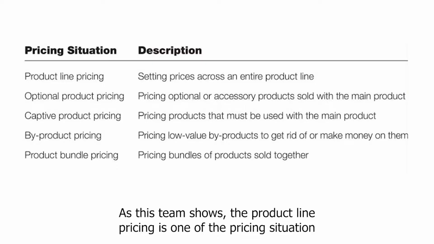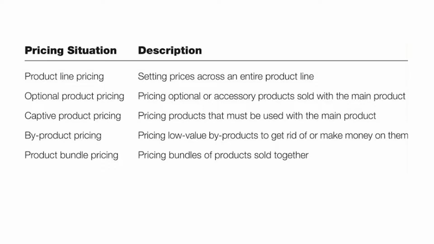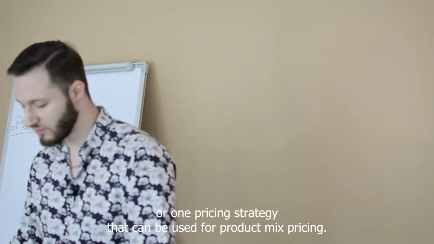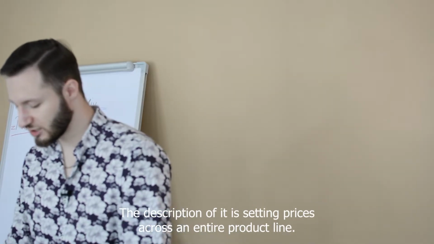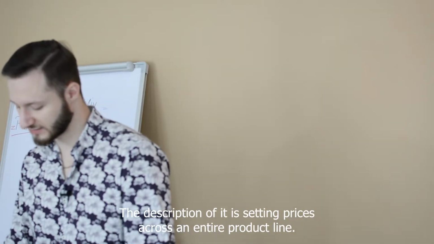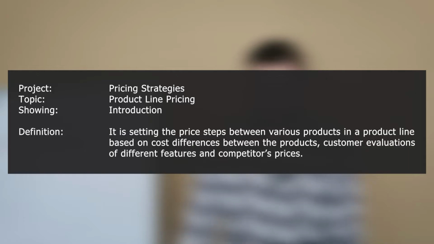As this scheme shows, product line pricing is one of the pricing situations or strategies that can be used for product mix pricing. The description of it is setting prices across an entire product line. Product line pricing is setting the price steps between various products in a product line based on cost differences between the products, customer evaluations, or different features and competitors' prices.